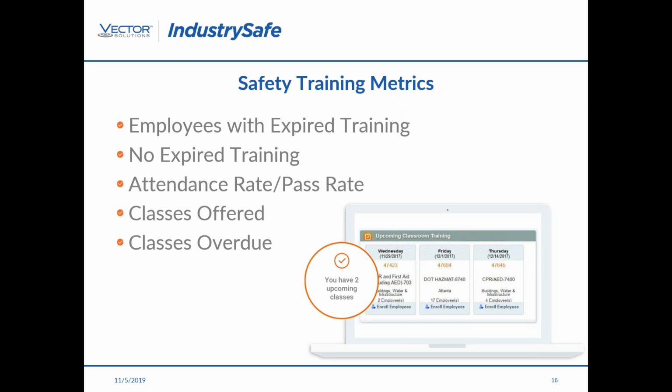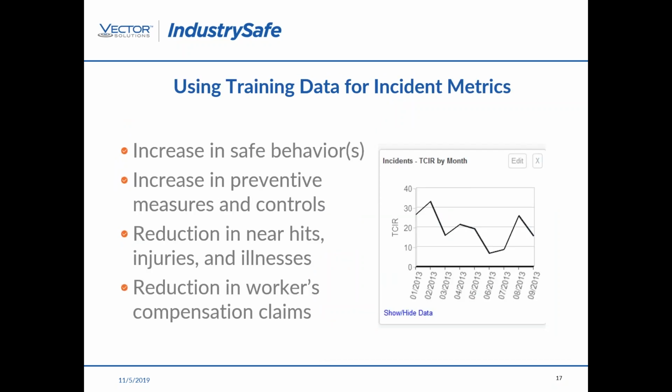And so when you look at training data, here are just some common metrics that most folks who are delivering training are looking at. Where are my employees overdue for training? Are they overdue for safety critical training? What classes are being offered? What classes are being attended? Are folks passing classes that they need to pass? What classes are overdue? If you're doing online training, you might look at the engagement level while they're taking the course. So these are all some common safety training metrics.